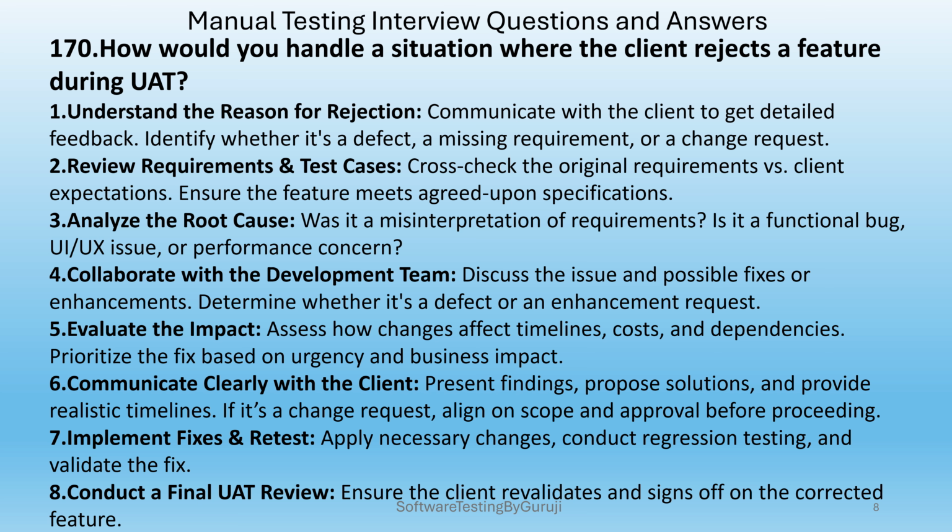Seventh, implement fixes and retest. Apply necessary changes, conduct regression testing, and validate the fix. Conduct a final UAT review, ensure the client revalidates and signs off on the corrected feature. So in this way we can handle a situation where the client rejects a feature during UAT.